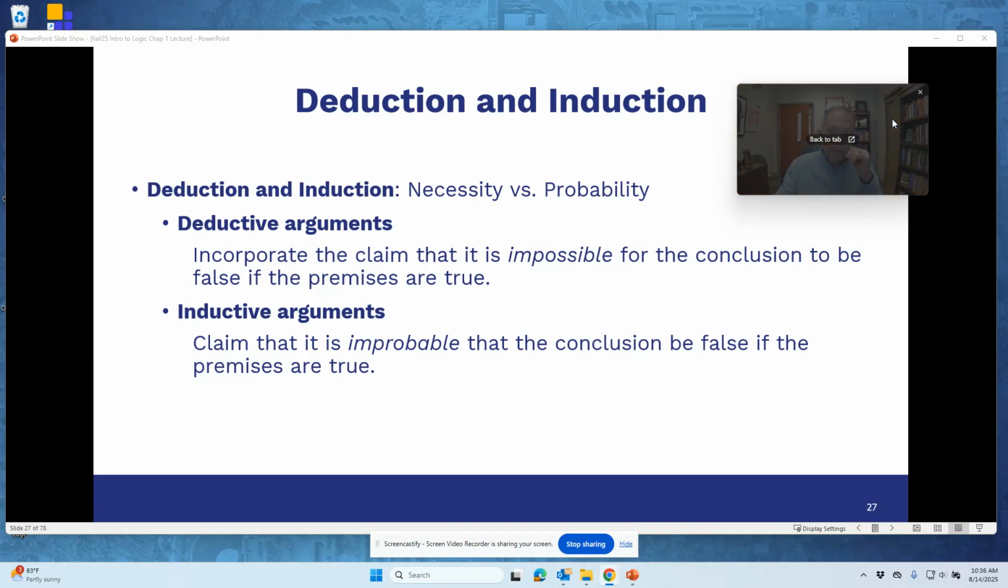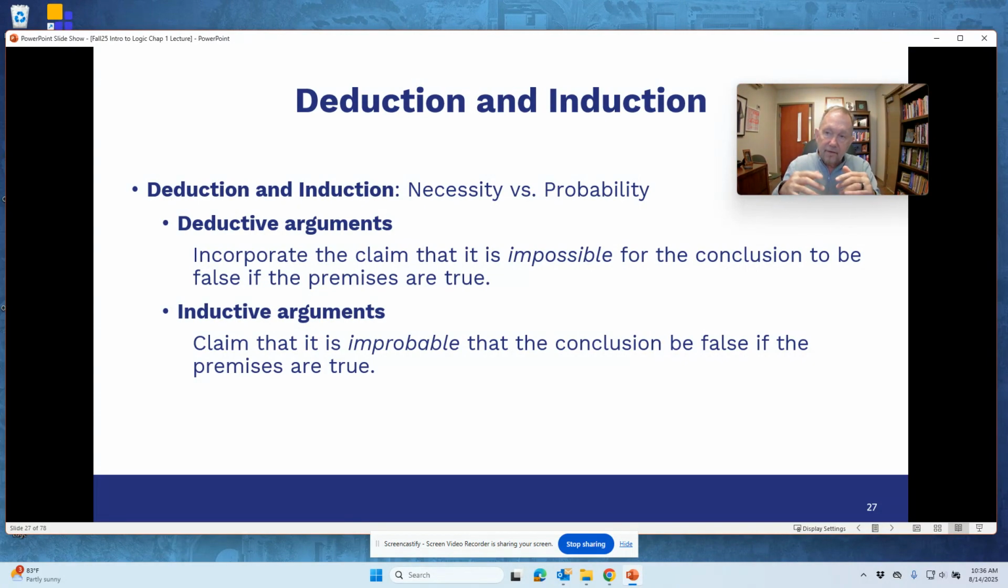All right, so basically the difference between an inductive and a deductive argument has to do with necessity versus probability. A deductive argument is necessarily true, right? If the premises are true, then the conclusion has to be true, and you're going to see some examples of that in just a bit. An inductive argument, however, is not necessarily true. It's probably true. And inductive arguments are probably more common in daily life than deductive arguments.